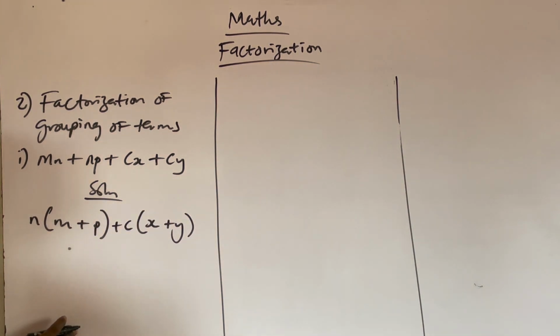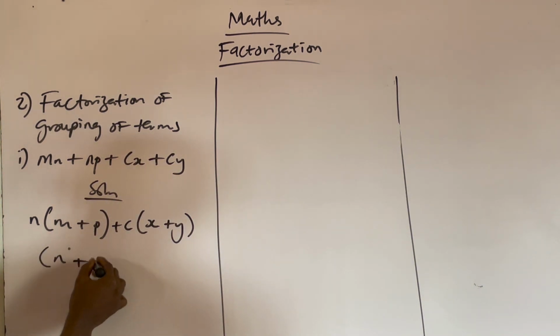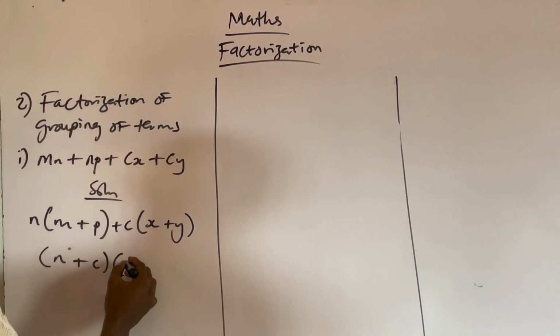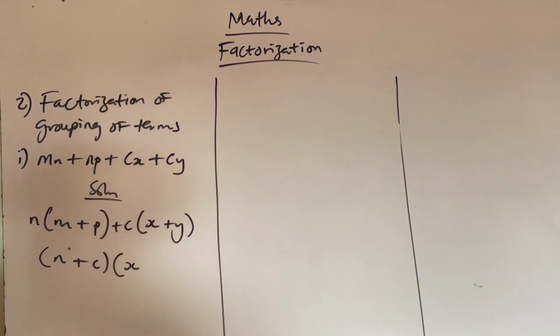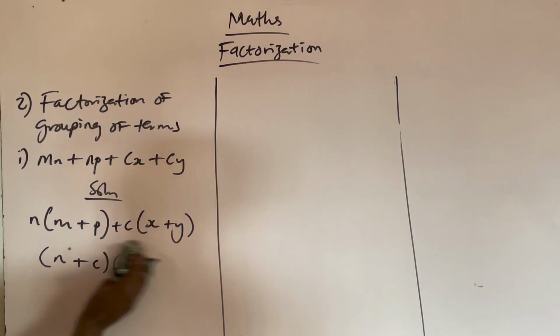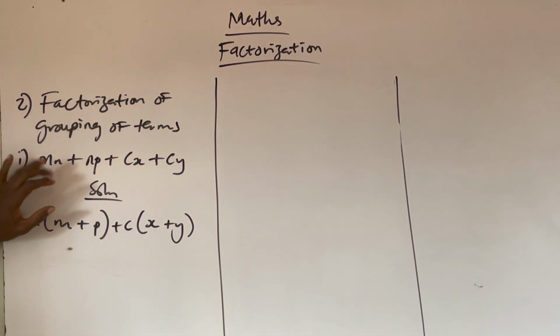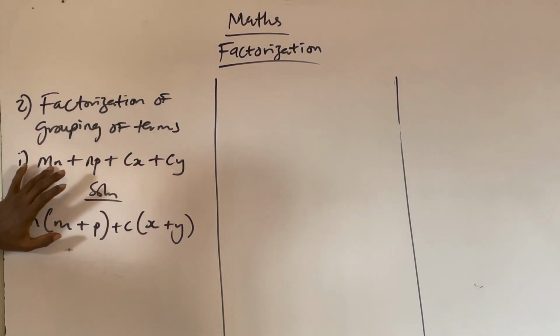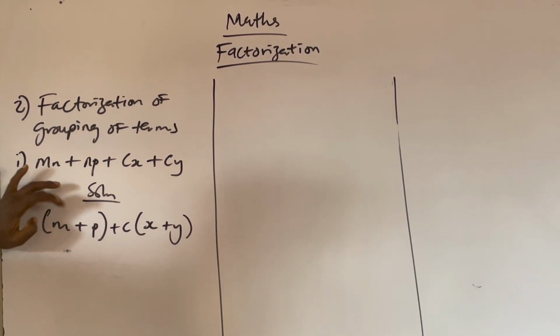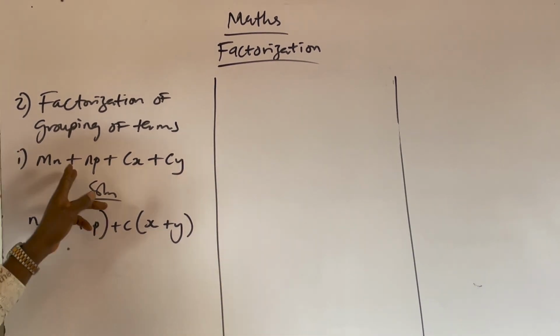This m into bracket n plus p, then plus c into bracket x plus y. Do you get? We have grouped them. We're not going to go further. Even if we proceed, we don't need to proceed. This is grouping of terms. We have actually grouped them. The common factor here now is m, because m times n will give us mn. m times p will give us mp.